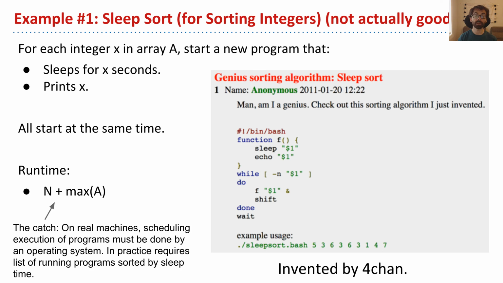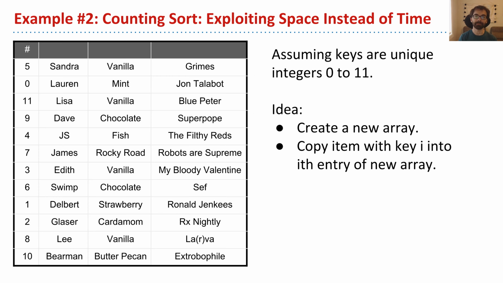In the previous video, we saw sleep sort, which cheats by putting the answer at a specific place and time so that it's waiting for us. So what we're going to do now is exploit space instead of time. So we're going to use an array to be able to put the answer where we need it to be. So let me give you an example.